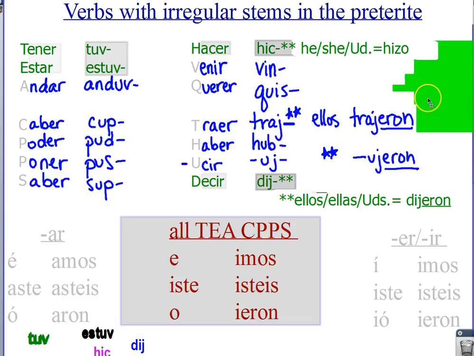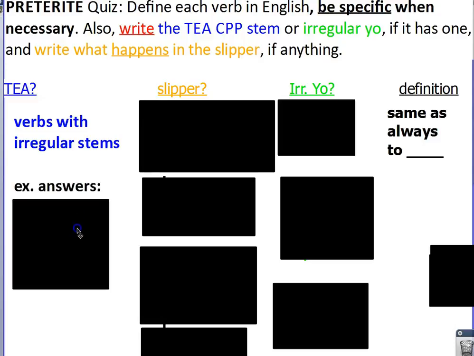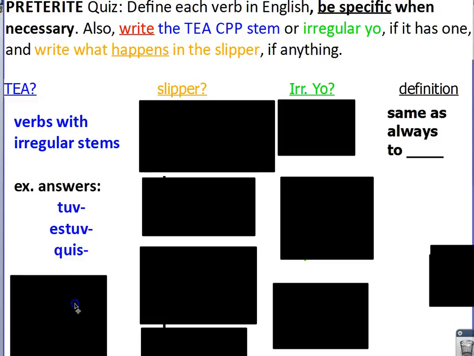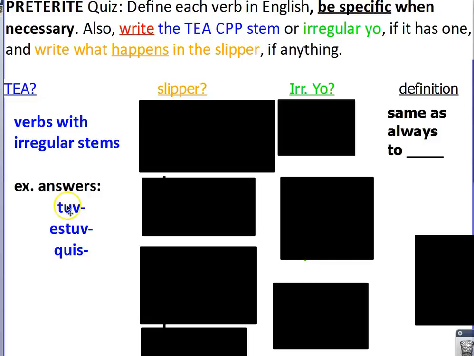So what that part of the verb quiz is asking you is to fill in tuv, estuv, anduv, quis, pud, pus, sup, whatever you need, if that pertains to any of the verbs on your verb quiz. So example answers are tuv, estuv, quis. You just write that teacup stem right in there.